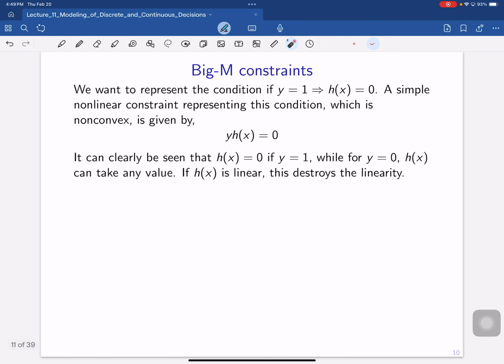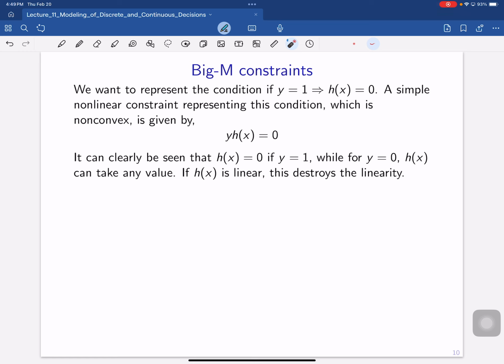Now, here I'm introducing a very important concept in mixed integer programming called big M constraints. So what's the motivation of doing that? Suppose you want to represent the condition: if y1 equals 1, right? So let's suppose y1 represents a logic decision. If y is true, then I want to enforce these equations.